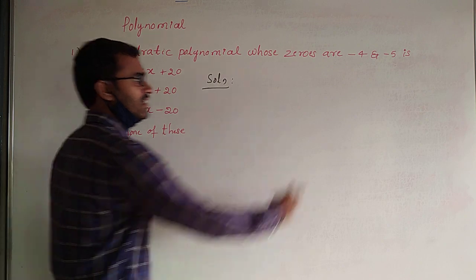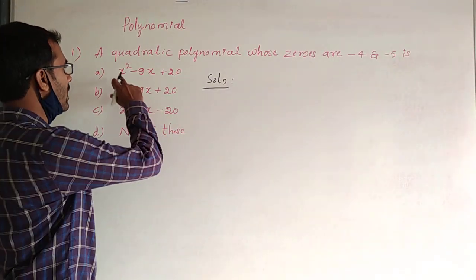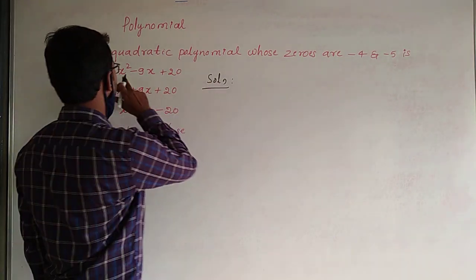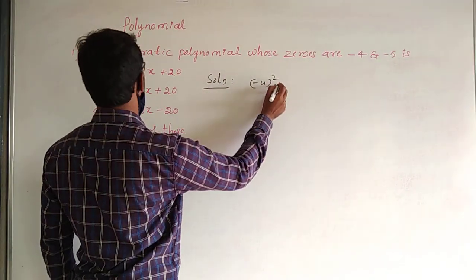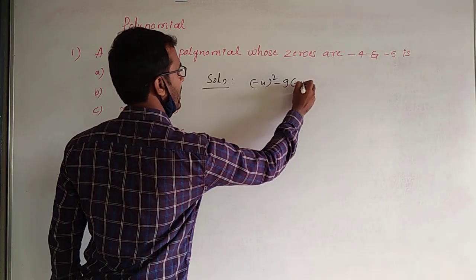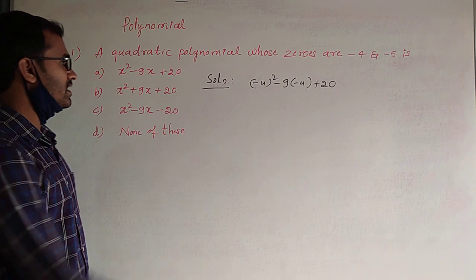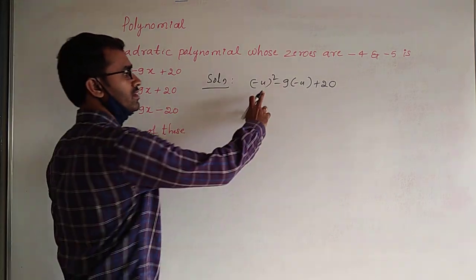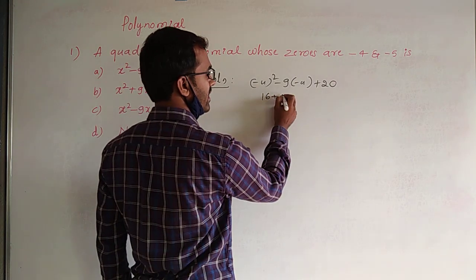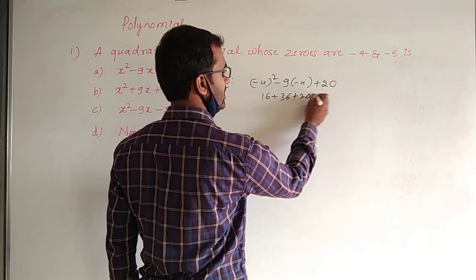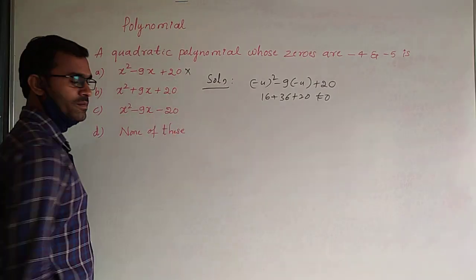Solution. We substitute x equal to -4 and x equal to -5. Substitute x equal to -4 in the first option: (-4) square, minus 9 into -4, plus 20. (-4) square is 16, minus into minus gives plus 36, plus 20. This is not equal to 0, so option A is not possible.